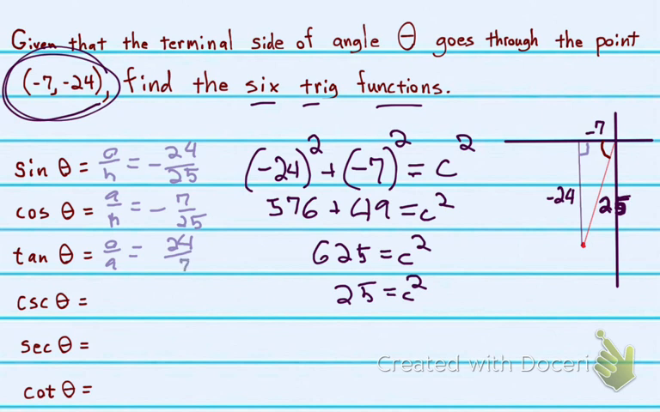And then these 3 down here are the reciprocals of what you see above. So the cosecant is, remember, C goes with S and S goes with C. Cosecant of theta is -25 over 24. And the secant is -25 over 7. And then the cotangent is 7 over 24. There we go.